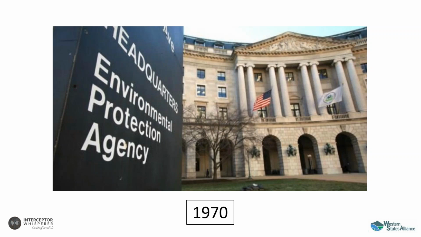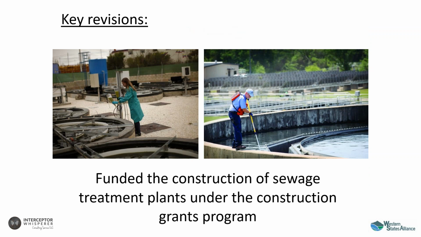So truly it was a problem that needed to be addressed. And so Congress then addresses this by establishing the Clean Water Act, which basically just takes the Federal Water Pollution Control Act and modifies it, gives it some teeth, and then it funds construction of sewage treatment plants. One of the things that it did is it funded construction of treatment plants under the Construction Grants Program.